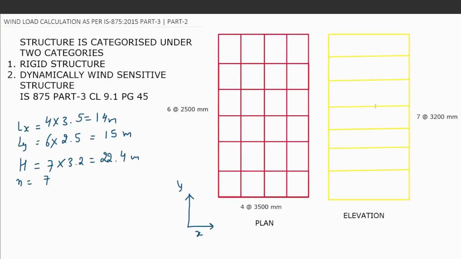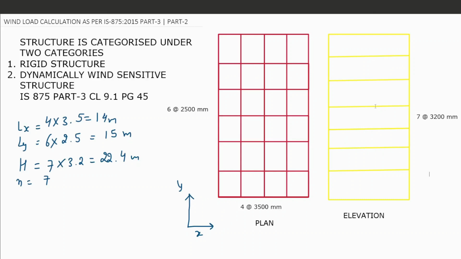Hello everyone, I welcome you all to another video on wind load calculation as per IS-875 Part-3 2015. In this video we're going to calculate the wind load for this structure. In the previous video we found out that this structure is a rigid structure, so we have to consider the static method. If we get this structure as a dynamically wind sensitive structure, then we have to consider the dynamic method.